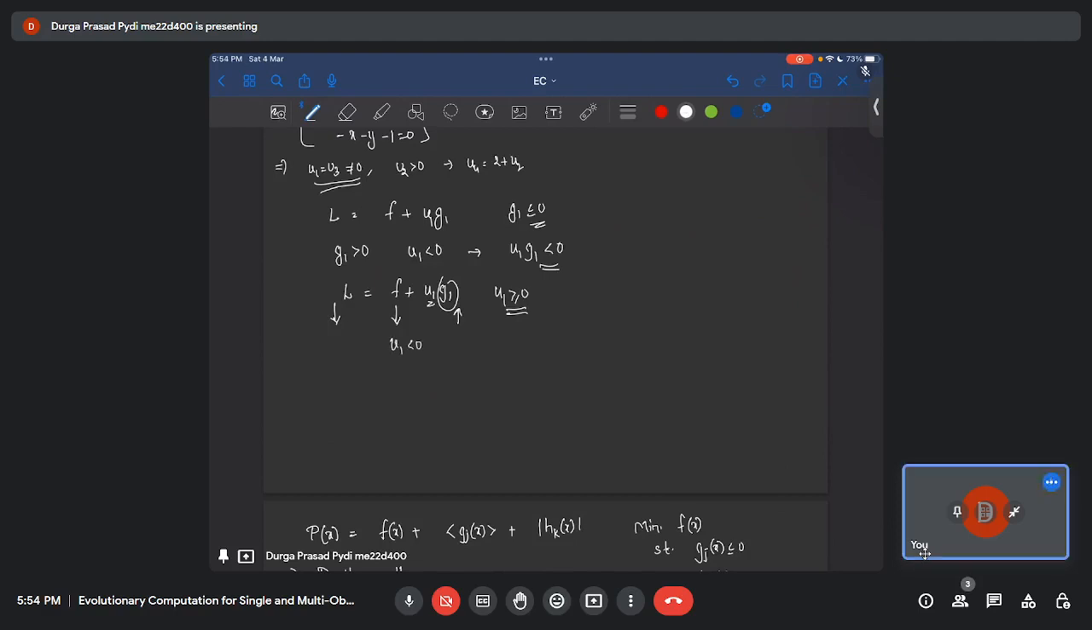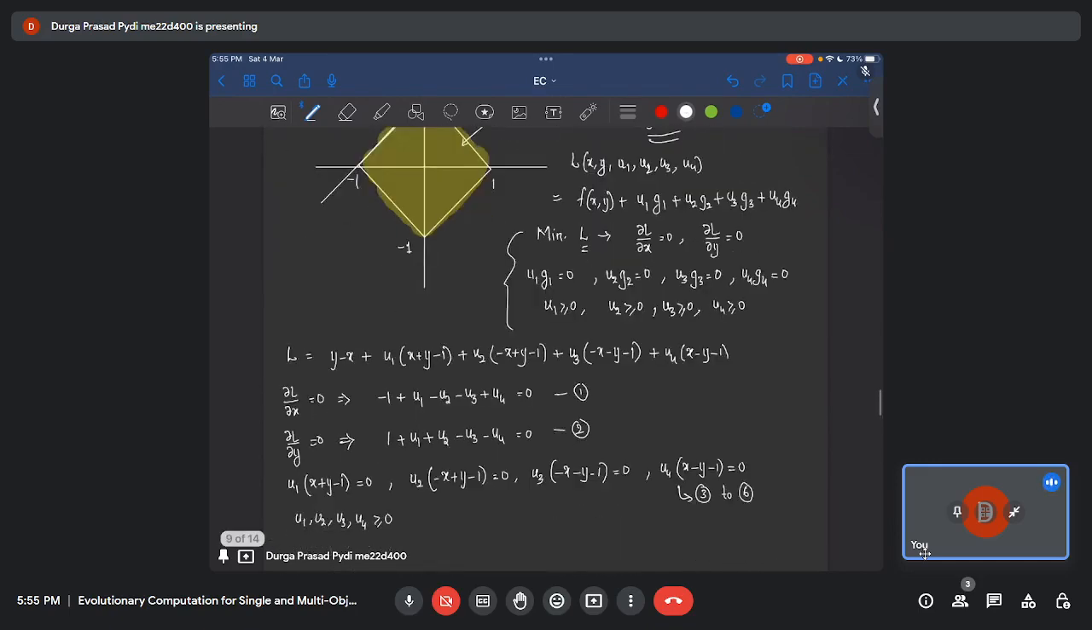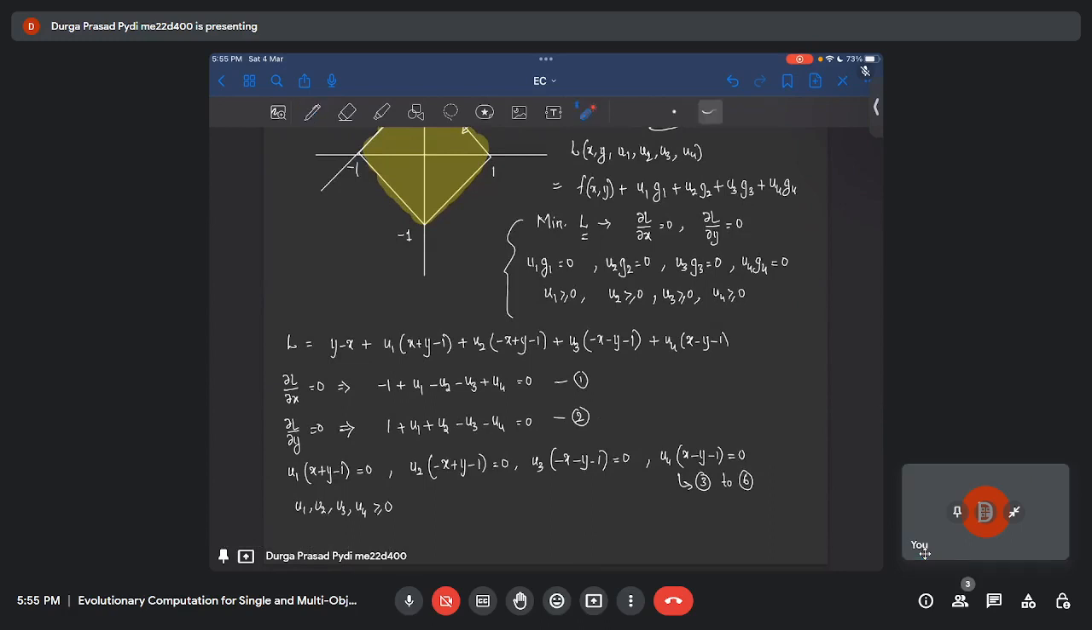If u1 is negative and g1 is also negative, then it will be a positive value, and then it will increase the value of L, which should not be the case. So we are giving an additional constraint which says u1 should always be positive. Only then will minimizing L be equivalent to getting the feasible domain. So those are these additional constraints, that u1 should always be positive.